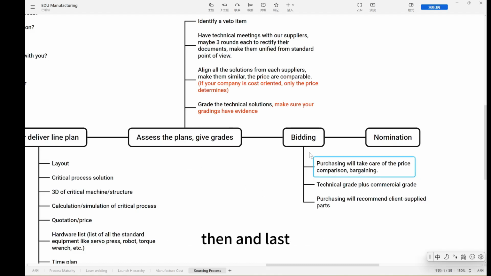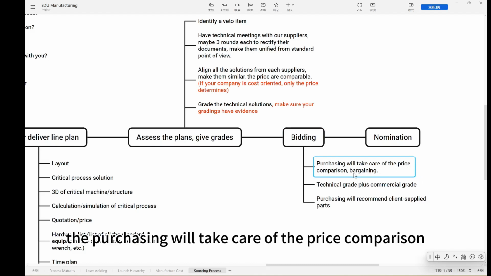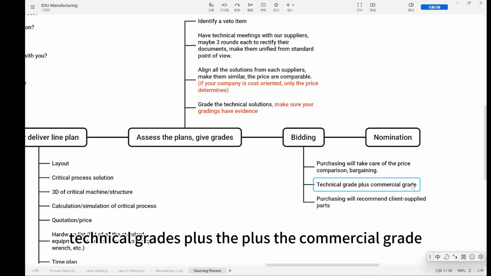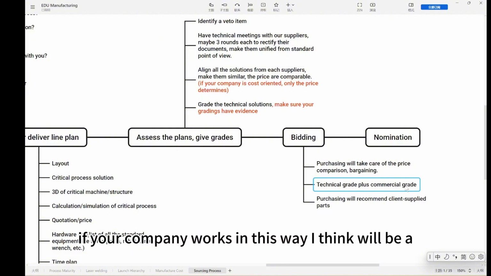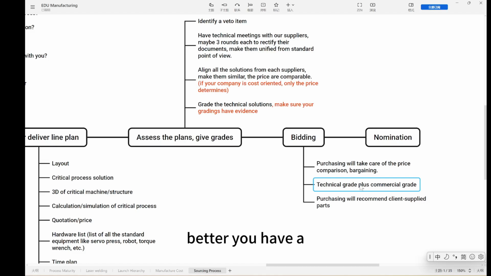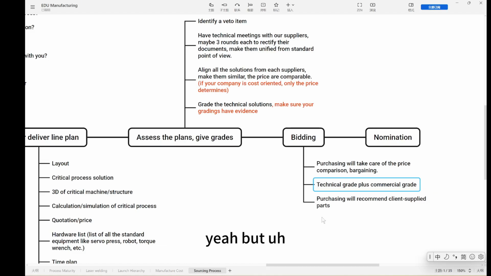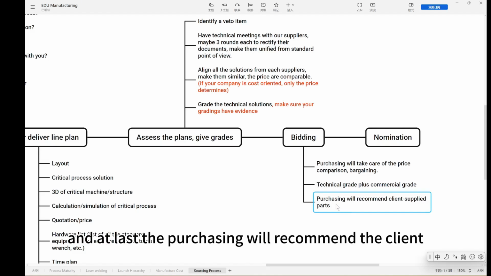Then at the last, it comes to the bidding process. The purchasing will take care of the price comparison, of course, technical grades plus the commercial grade. If your company works in this way, I think it will be better. You have a better power to influence the bidding result. And lastly, the purchasing will recommend the client supplied parts.